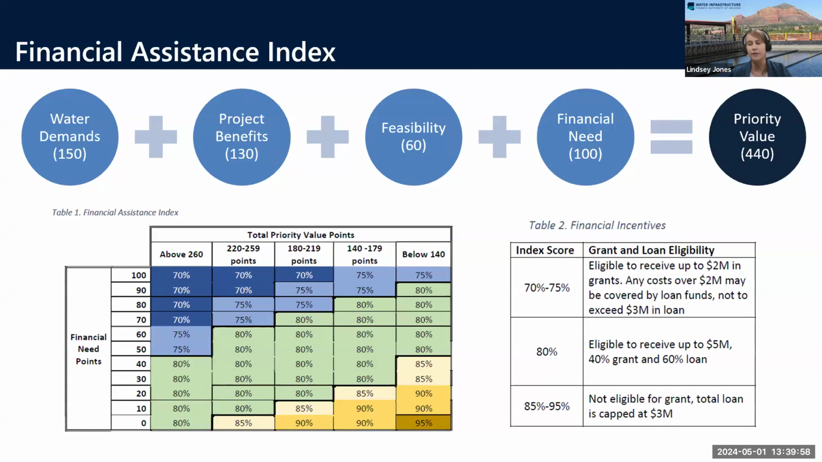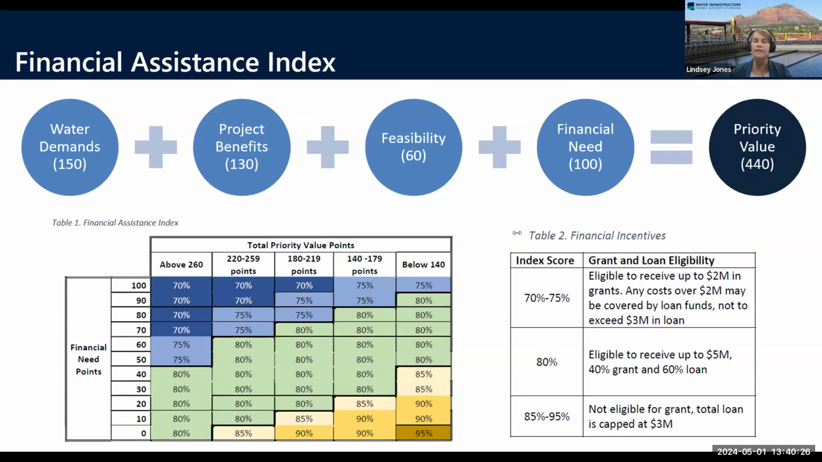If you get 0 financial need points, if the MHI is just over the maximum to get any points for it, you're still eligible to get that tier 2 of the 60% loan and 40% grant, as long as your project benefits and water supply scores are high enough to get you into that 80%, into that green zone there. So if your MHI is very high, you're still eligible to get some grant funds, but you're likely not going to be eligible to get 100% grant funds like the blue zones there.